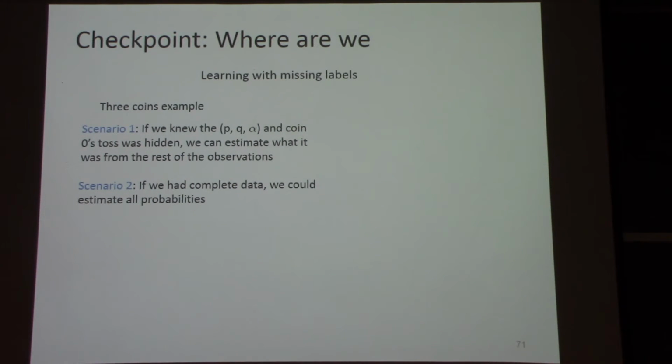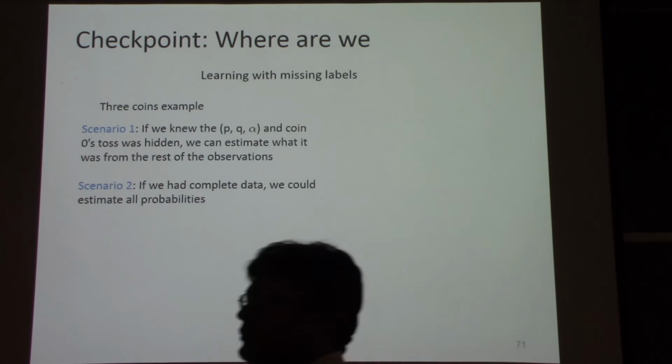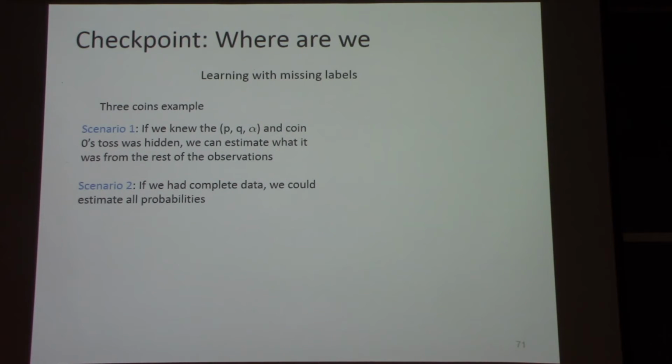The game we played was: first I tossed coin 0, if it was heads, then I tossed coin 1 4 times, if it was tails, I tossed coin 2 4 times, and I only show you the last 4 tosses. Then I ask you, did coin 0 show heads or tails? If you knew the biases of the coins, estimating whether coin 0 showed heads or tails is easy. It's exactly MAP prediction. That's basically saying, given your model and your features, can you get me a label? We know how to do that.